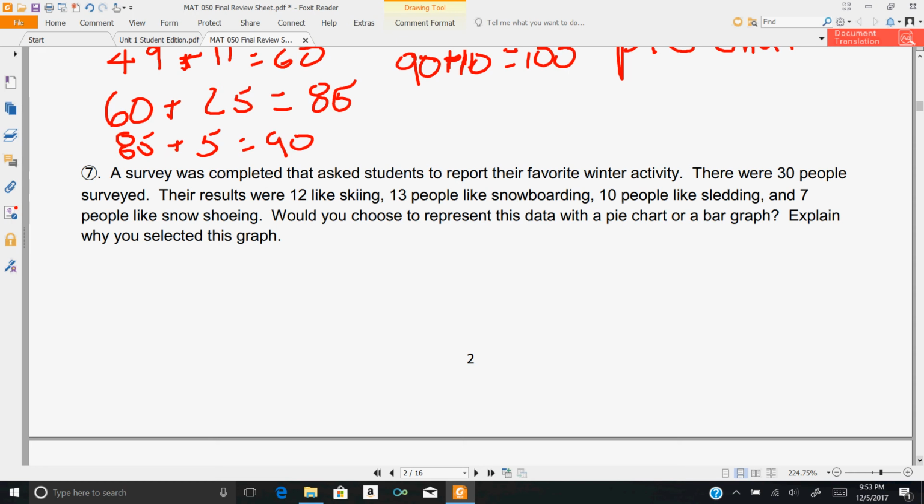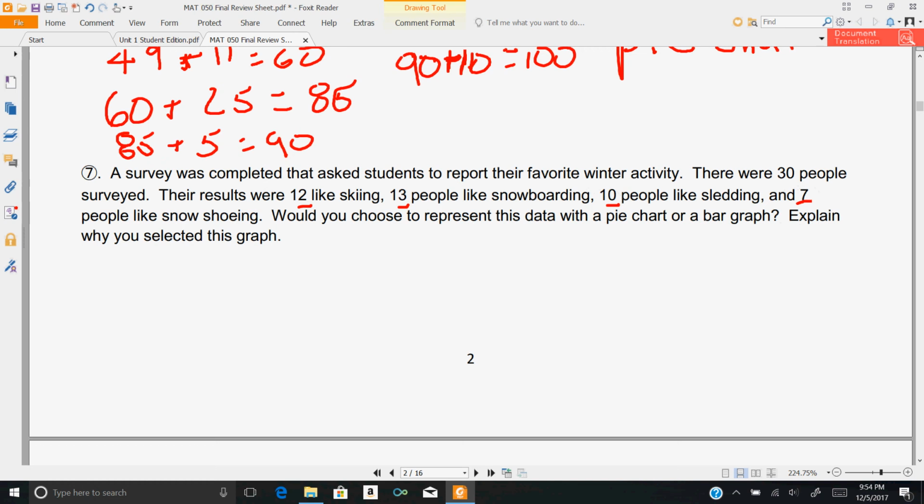And the clue here is that in the context, it is possible for a person to like skiing and snowboarding. So there could be a person who is counted in the 12 and in the 13. That person could also like sledding and snowshoeing. So it's possible for a person to be counted in all 4 categories.